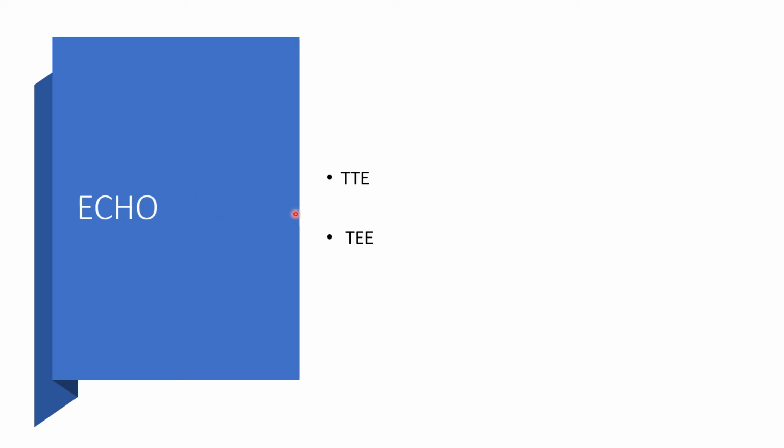Echo. We can have transthoracic echo or transesophageal echo. Most of the times, we'll start with transthoracic echo. Then we'll follow up with transesophageal. But sometimes we can go straight to transesophageal echo. When do we need echo? Once infective endocarditis is suspected, then we'll go for the echo.